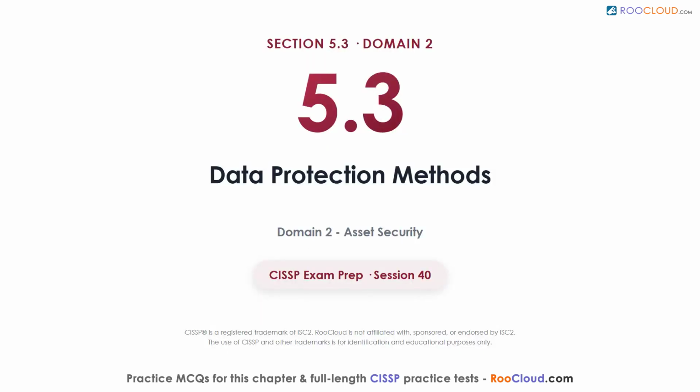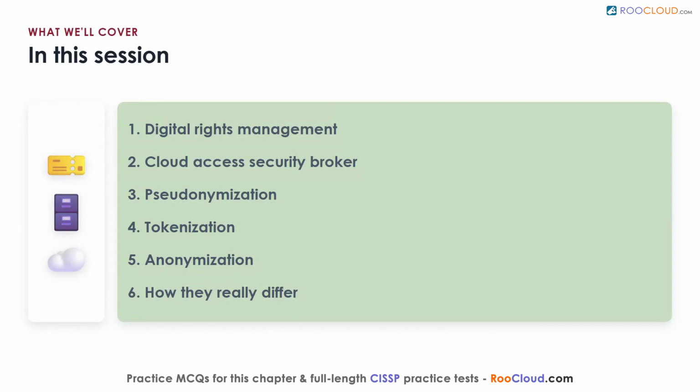Welcome to section 5.3. This is the 40th session of the CISSP Exam Prep series. In this session, we'll add extra tools to your data protection kit. We'll answer several questions. What is digital rights management? How does a cloud access security broker guard the cloud? What is pseudonymization? What is tokenization? What is anonymization? And how do these privacy techniques really differ?